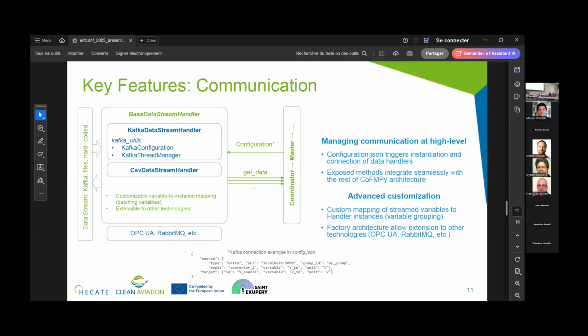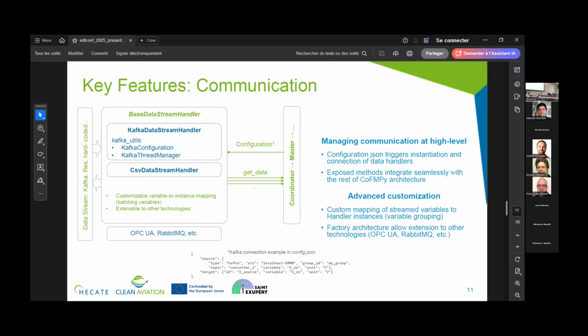Okay, I think this is the last key feature I wanted to present, about communication. So here we proposed an abstract class to connect the outside world with the simulation part of the digital twin. And we have built instances of this abstract class to instantiate some specific technologies. So by default, you can use Kafka to communicate. You can also load some results file formatted as a CSV.